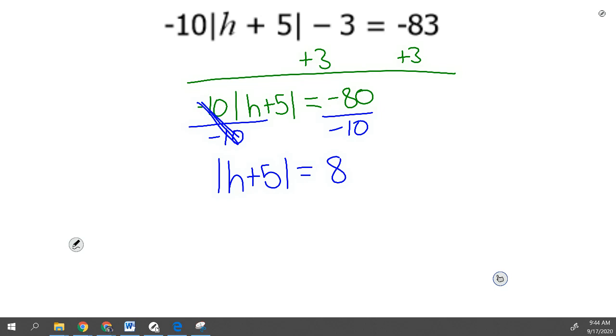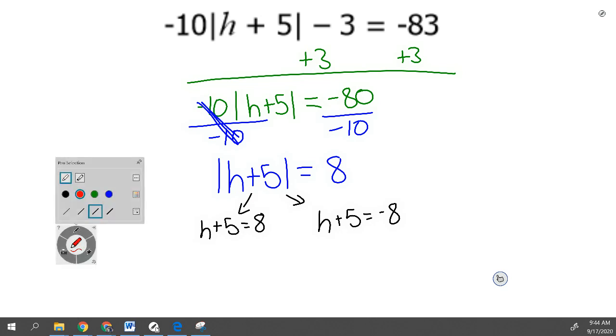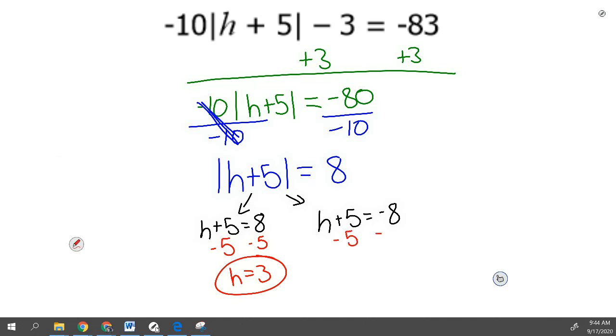Okay, and then we're going to finish this off just like last time. Hey, this stuff in here, well, h plus 5, we drop the absolute values and keep that side the same. So h plus 5 equals 8, or h plus 5 is equal to negative 8. The opposite, right? Because either of those would work after you take the absolute value of them. Wonderful. So we'll finish this by subtracting 5 on both sides. 8 minus 5 means that h is equal to 3. Great. Or if I subtract 5 on both sides, then h is equal to negative, what, 13?